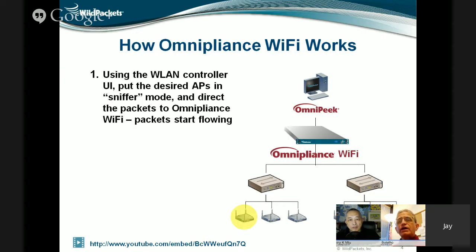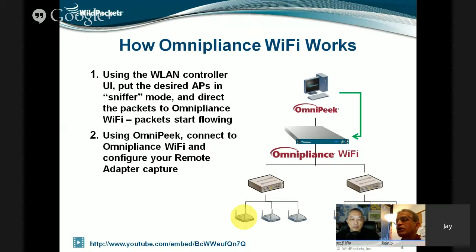As soon as they hit save or apply, or whatever it is for that particular UI, it's going to change that access point into a sniffer, and every packet that AP sniffs is going to be redirected to the IP address that was given, which is the IP address for Omnipliance Wi-Fi. Then we're going to use OmniPeak just as we would use it today, but now we're going to use it as a console.